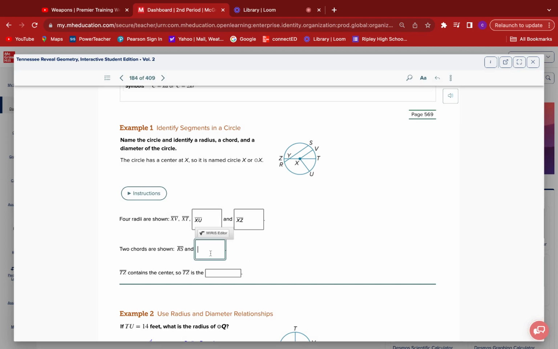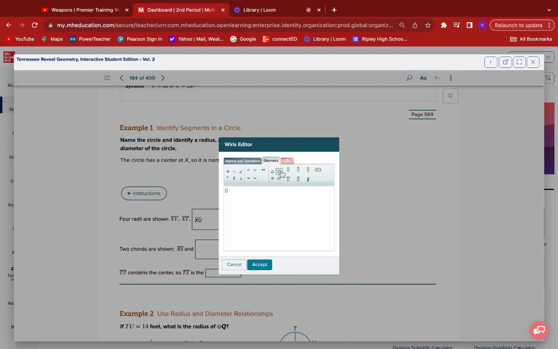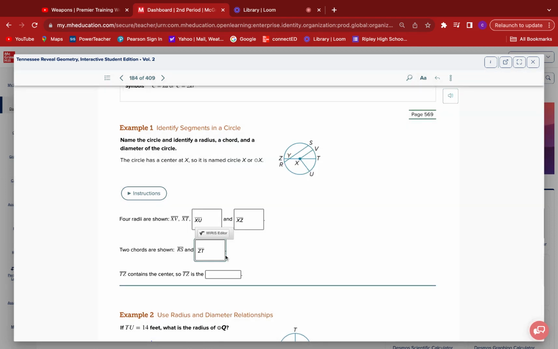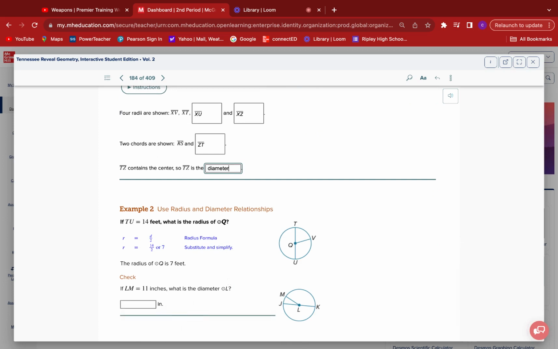All right, 2 chords. RS is one of the chords. And of course, ZT is another chord. Even though it's the diameter, it is still a chord. So ZT, or you can put TZ. It doesn't really matter as long as it's capital letters. TZ contains the center, so TZ is the diameter.